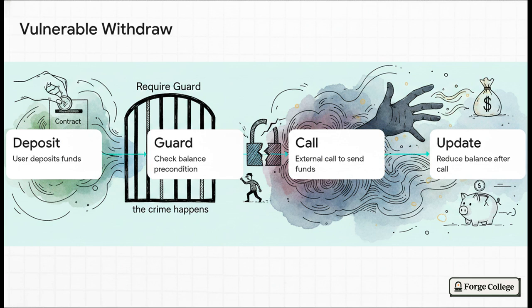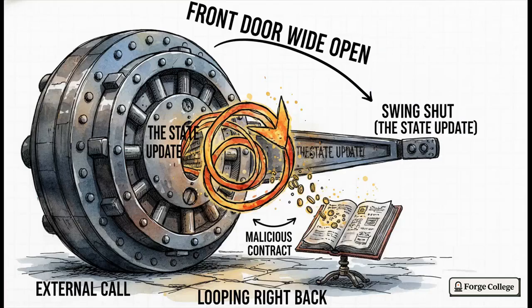But here is exactly where the crime happens. Step 3, the contract makes an external call to actually send the funds out. And only then, in Step 4, does it do the state update to reduce the user's balance. This brilliantly illustrates the exact moment of vulnerability. The core bug here is that the state update occurs after the external call. By sending out the money before you update the ledger, you are essentially leaving the front door completely wide open. When that external call happens, control passes over to the recipient's contract.